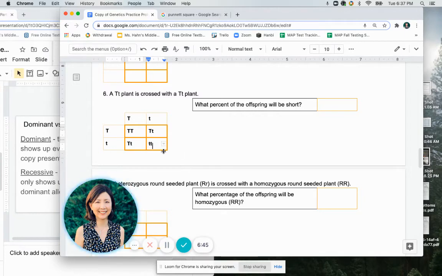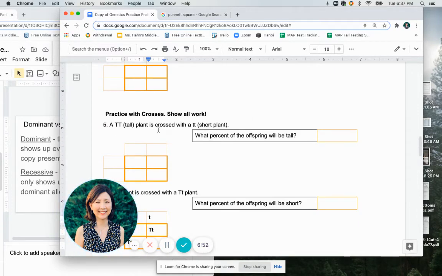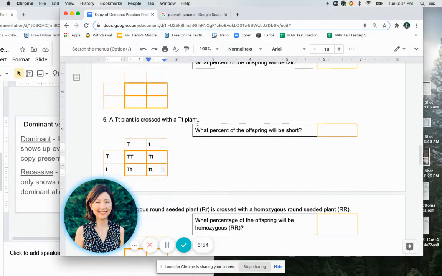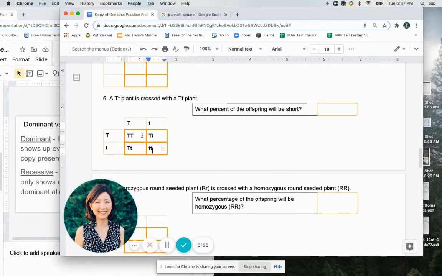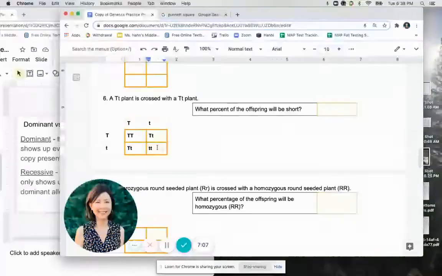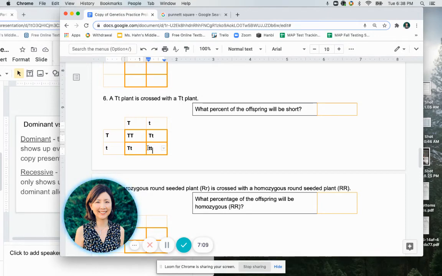So the question is, what percent of the offspring will be short? Well, earlier it said big T was tall and little t is short. So out of these squares, how many of them are going to be short? Well, if it has a big T, it's tall. So this is not going to be short. This is not going to be short. This is not going to be short. Only this one is going to be short. And what percent is 1 out of 4, or 1/4? That's going to be 25%.